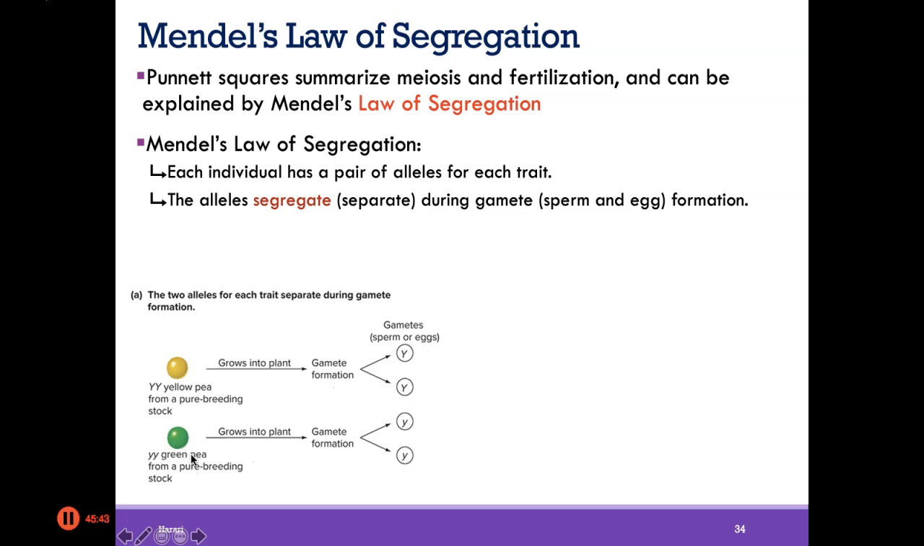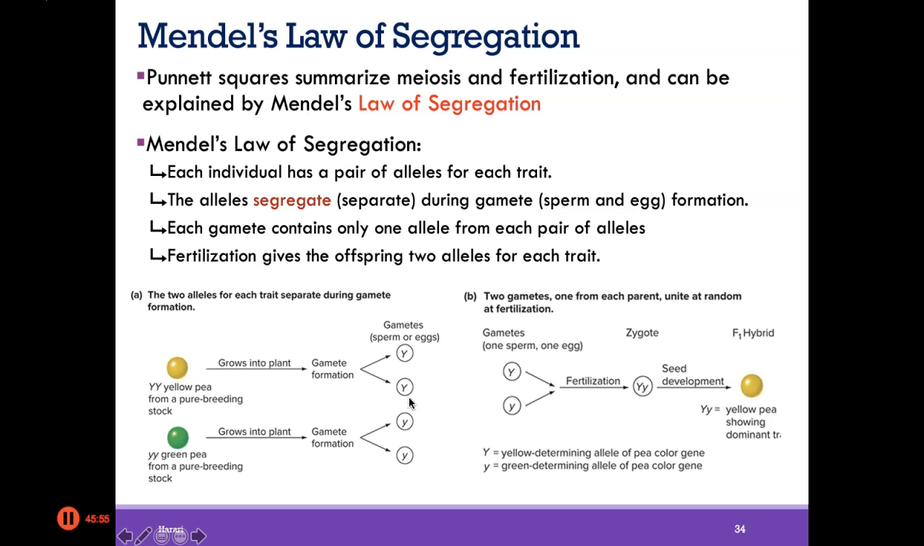Same idea. This green pea plant is pure breeding, so it could only give little y, little y. And each gamete, right, only has one allele from each pair. Each gamete only has one allele from each pair of alleles. It's only during fertilization, right, when two gametes, one from each parent, unite at random to become a zygote, and that's how we can get a hybrid plant. Right, so this is the law of segregation.